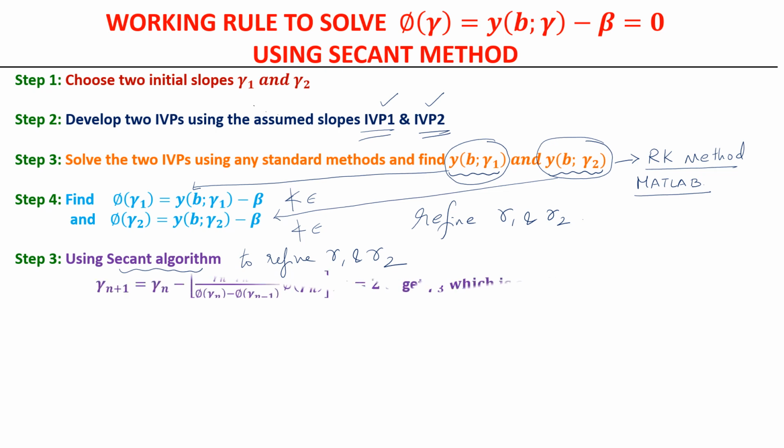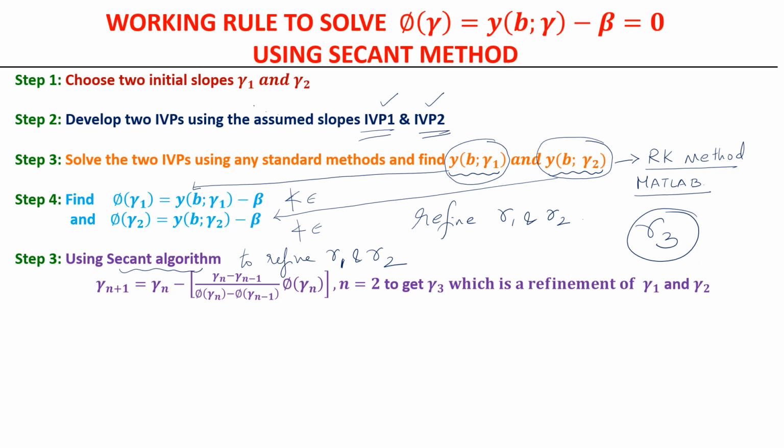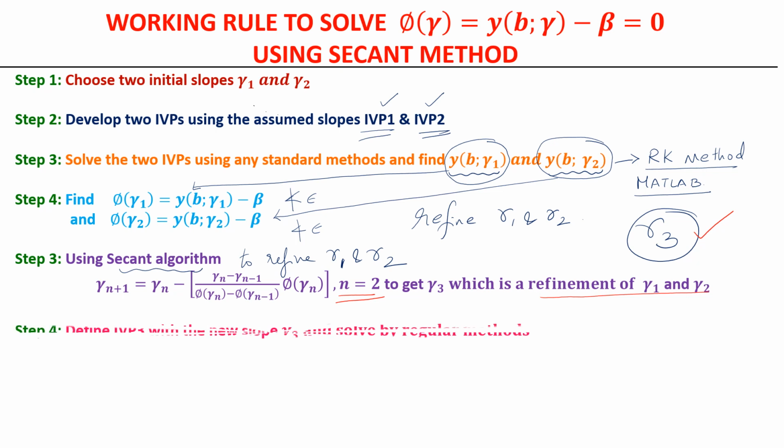What is the secant algorithm? It is given by gamma n plus 1 equal to gamma n minus this particular term. Now, what are we going to do? We are now trying to define gamma 3. To get gamma 3, I need to put n equal to 2 in this expression, and that will be a refinement of gamma 1 and gamma 2. Now I have got a new gamma, which is gamma 3. So go back and again define IVP3.